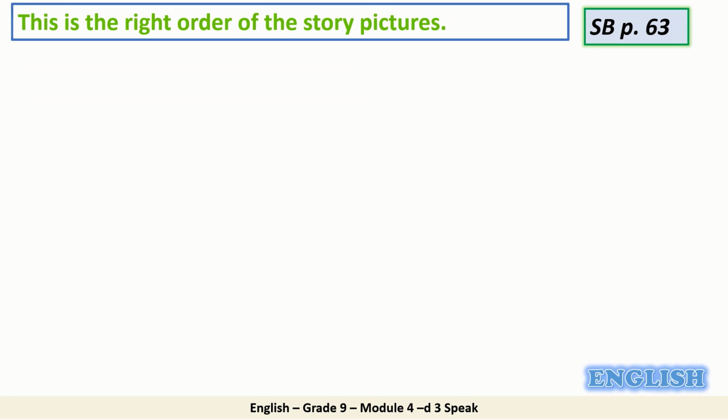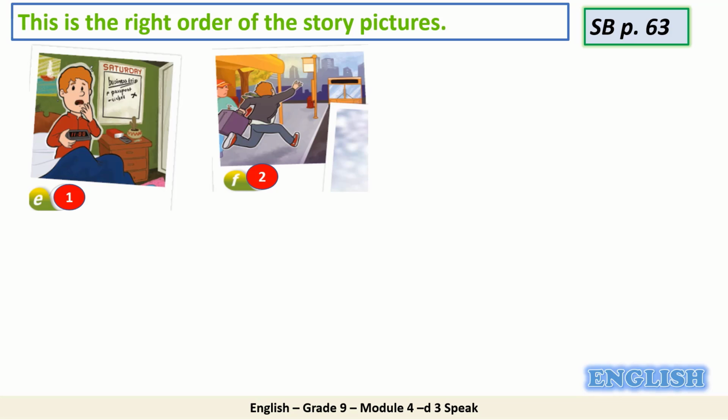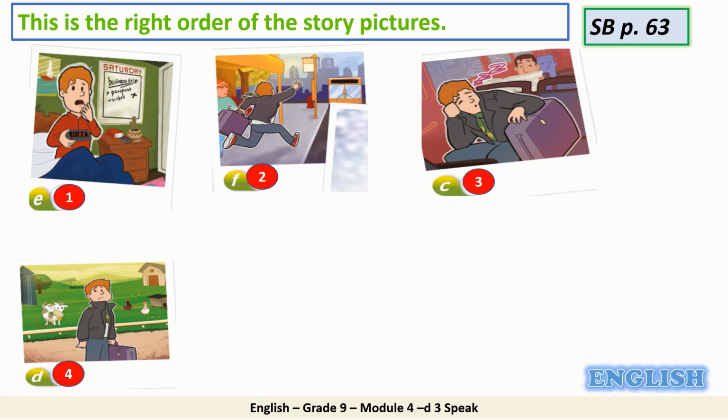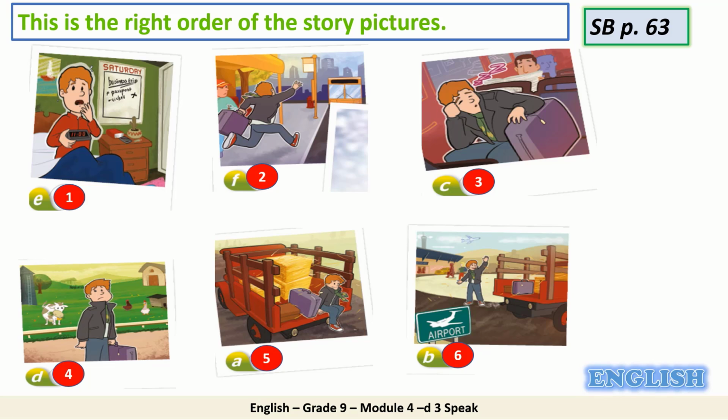This is the right order of the story pictures. Number 1. Steve woke up late. Number 2. He managed to catch the bus. Number 3. He slept on the bus. Number 4. He arrived at a farm. Number 5. He took a truck to the airport. Number 6. He arrived at the airport but he forgot the bag. Can you think of a suitable ending?